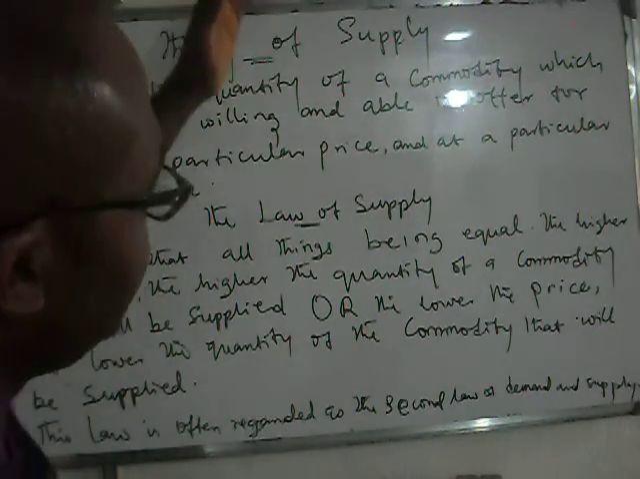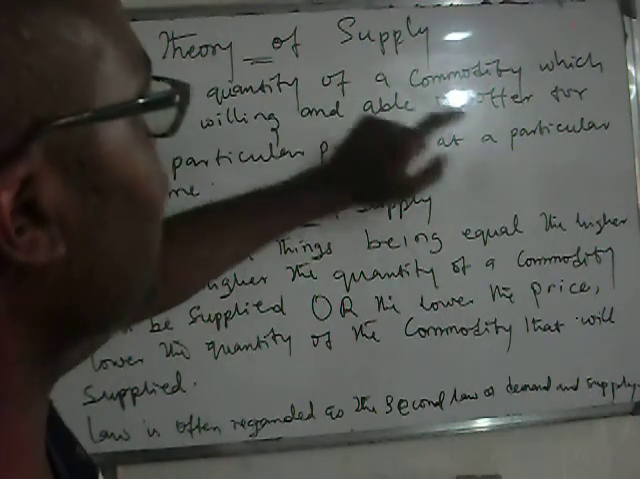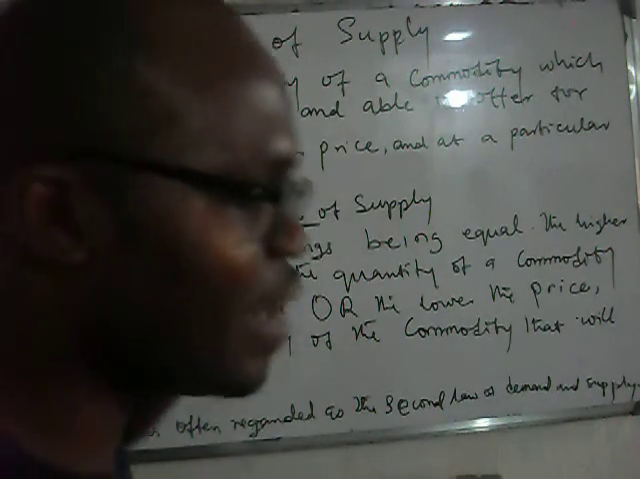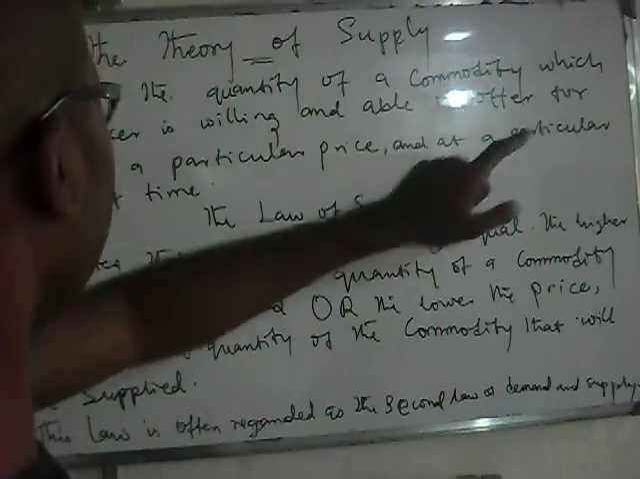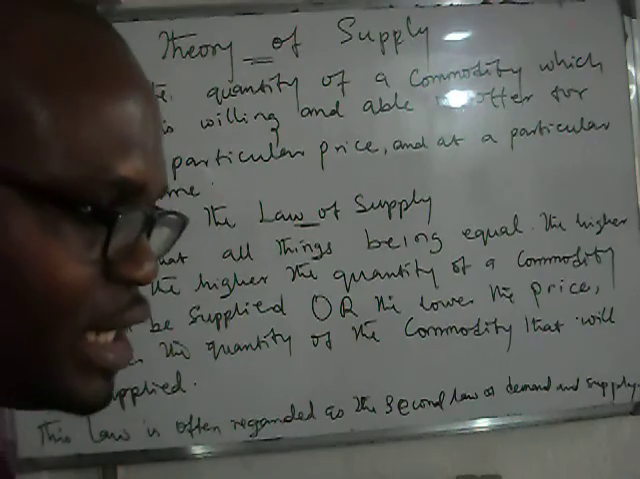Is that clear? This whole thing, is it clear? First of all, supply is the quantity of a commodity which a producer is willing and able to offer for sale at a particular price and at a particular period of time. Is that clear? Thank you.